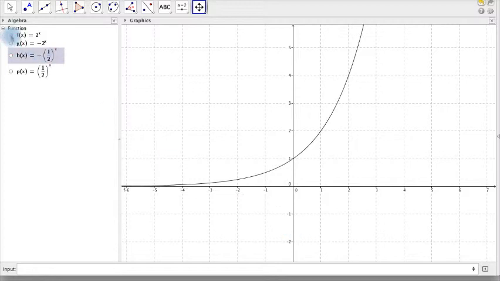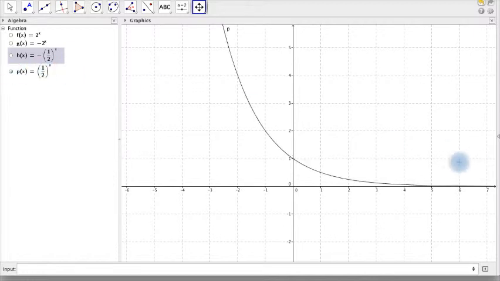And we can do the exact same thing using our fractional graph. So here we've got p of x is half to the power x. So here it is, just as you remember. And putting a negative sign out the front reflects it across the x-axis like that.